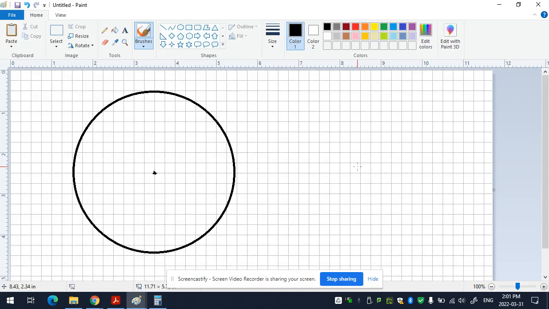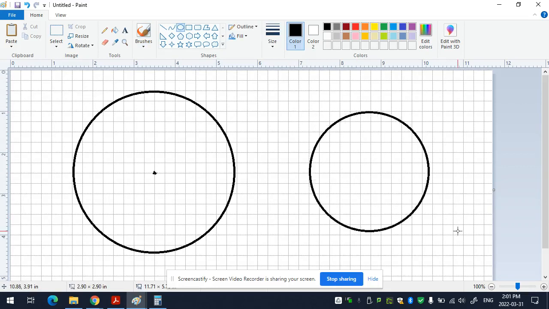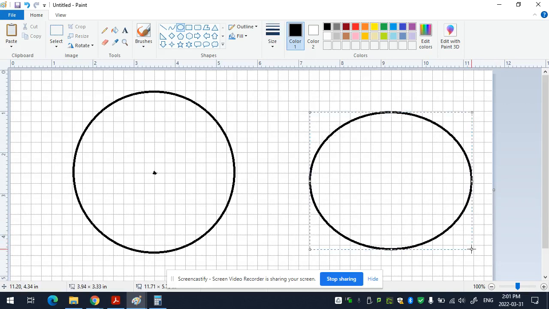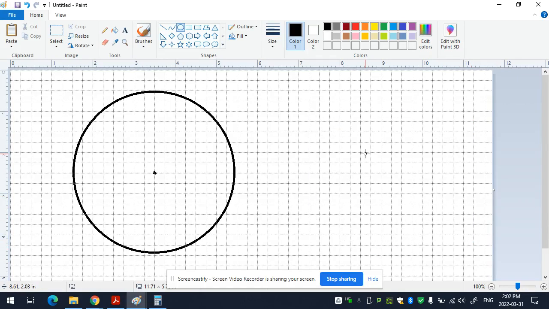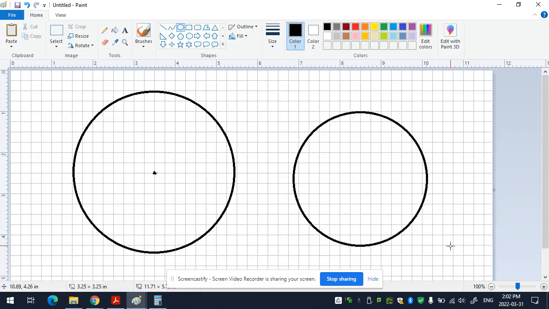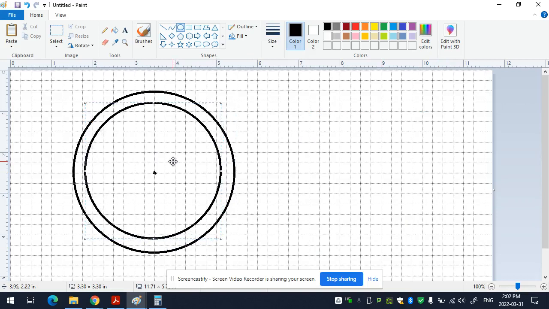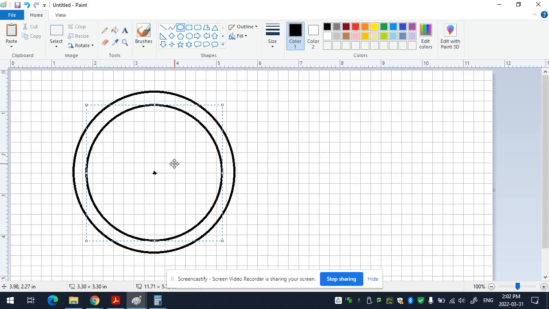Okay, I need to sketch another one. Here's another circle. Is this the same size or smaller? Smaller. Oh, I screwed it up. You have to press shift all the time until you release it. Okay, there we go. Do you see how they perfectly line up? How many people see it? They perfectly line up. You know what that means?